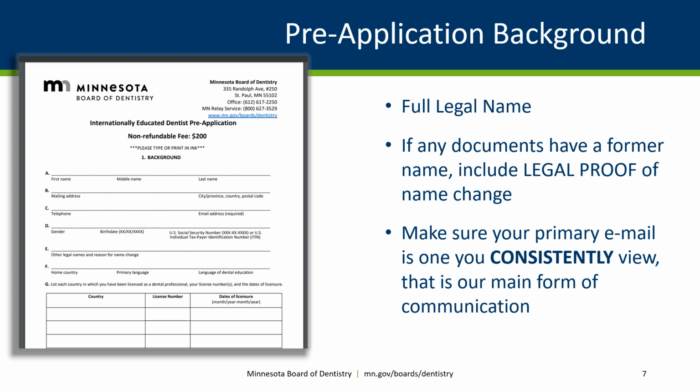The first section of the pre-application is titled Background. Here is where you fill out your demographics. We ask that you print legibly or fill in the information on the application before you print. Please be sure to use your full legal name, as we do not accept any shortened versions or nicknames. You must fill in the Social Security number or individual taxpayer identification number. Without it, we cannot move forward.